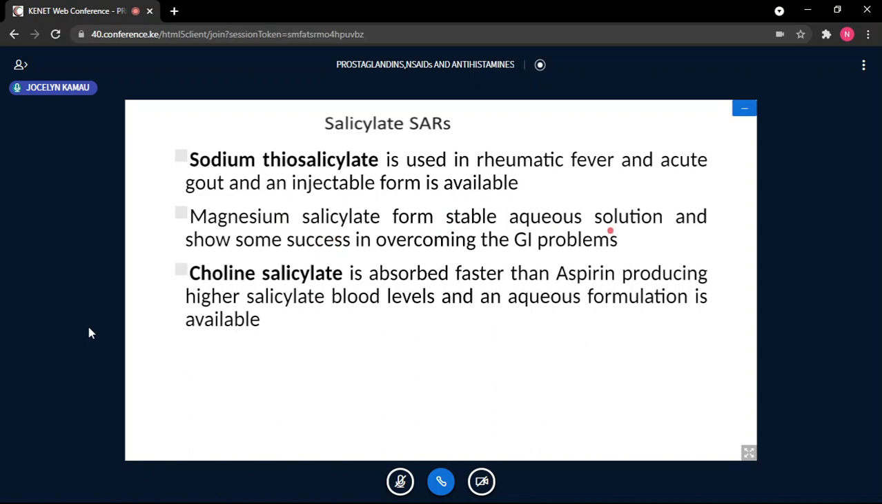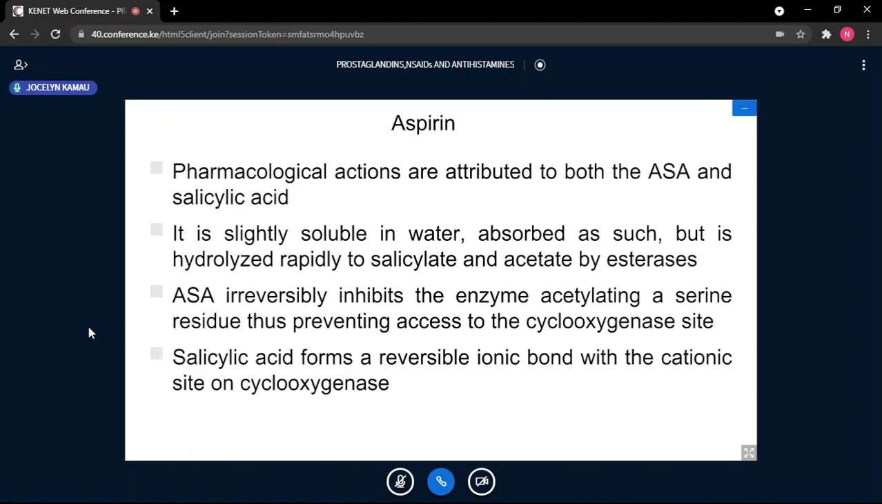Magnesium salicylate forms stable aqueous solutions and shows some success in overcoming GIT problems. Choline salicylate is also absorbed faster than aspirin, producing higher salicylate blood levels, and an aqueous formulation is also available. But these are not some of the drugs that are commonly available. Of course, we know the one which is most available is aspirin, although it has its major disadvantages.